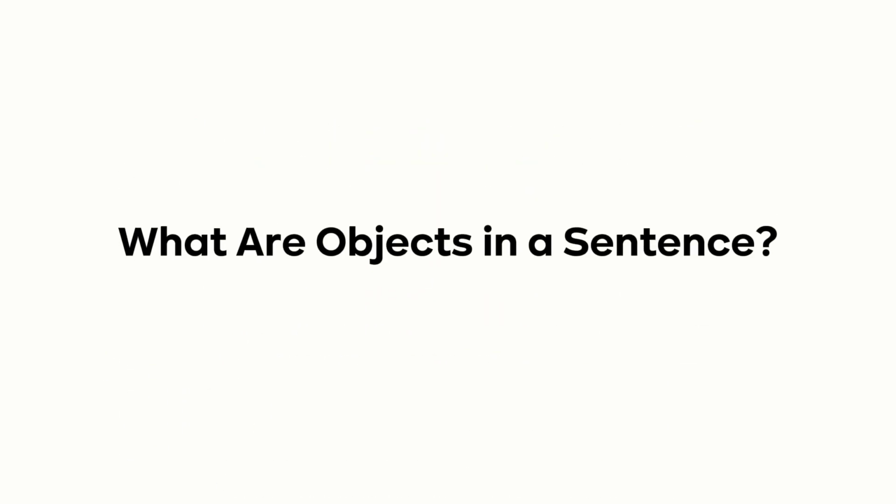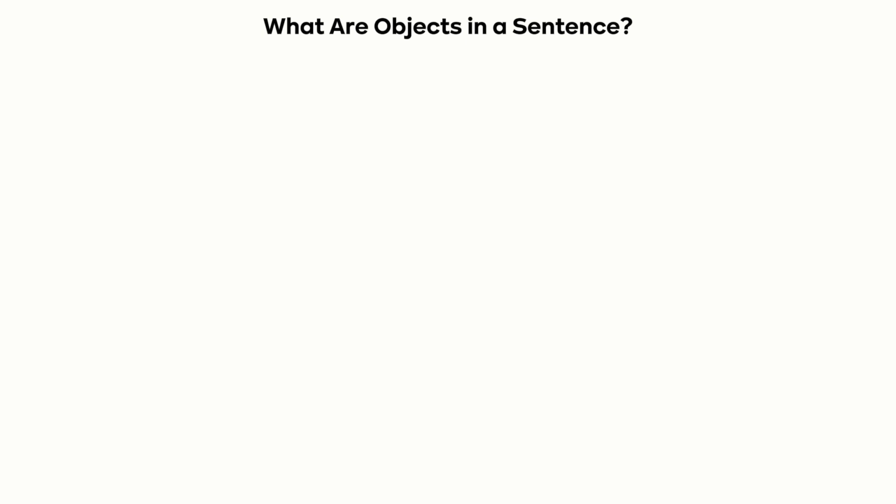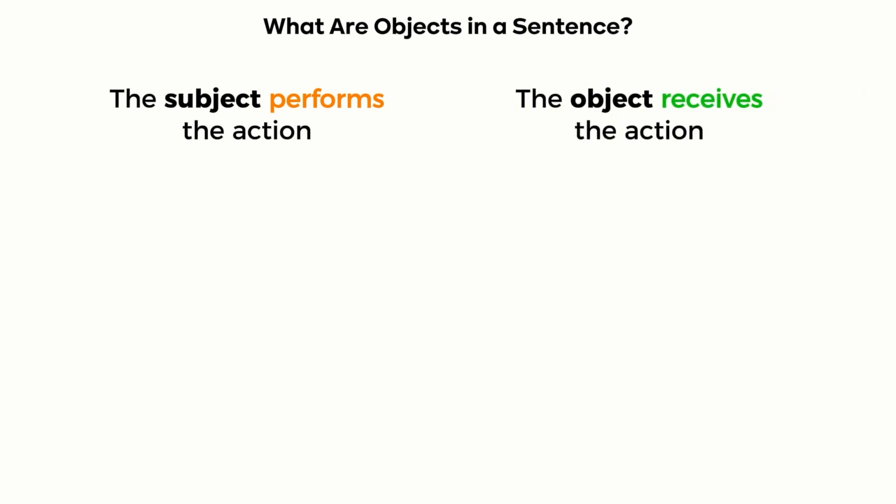What are objects in a sentence? An object in a sentence is the part that receives the action of the verb. Think of it like this. The subject performs the action. The object receives the action.